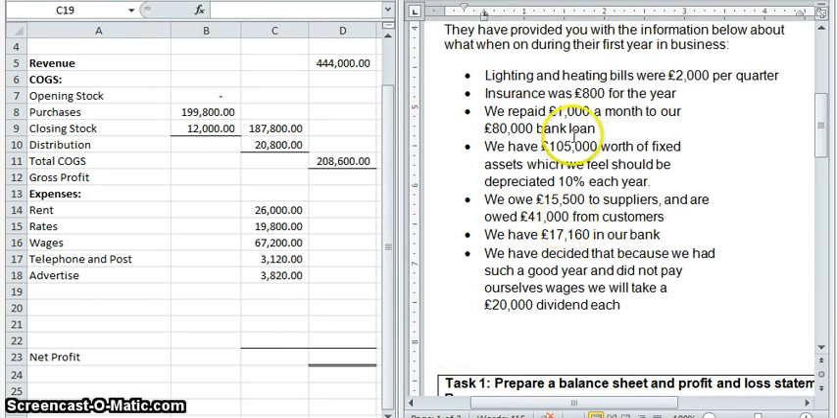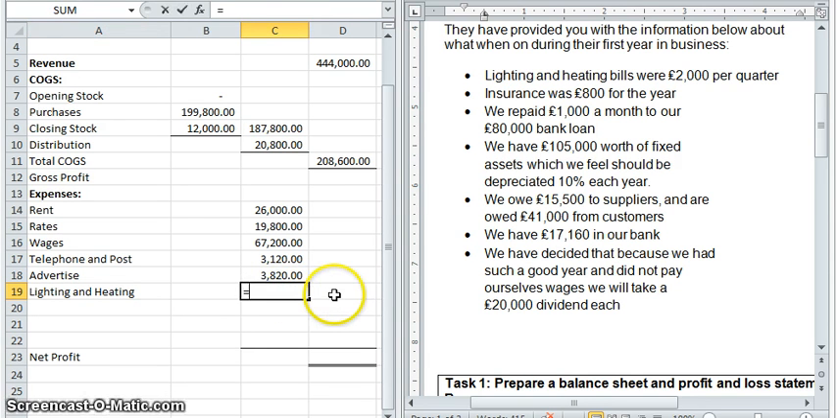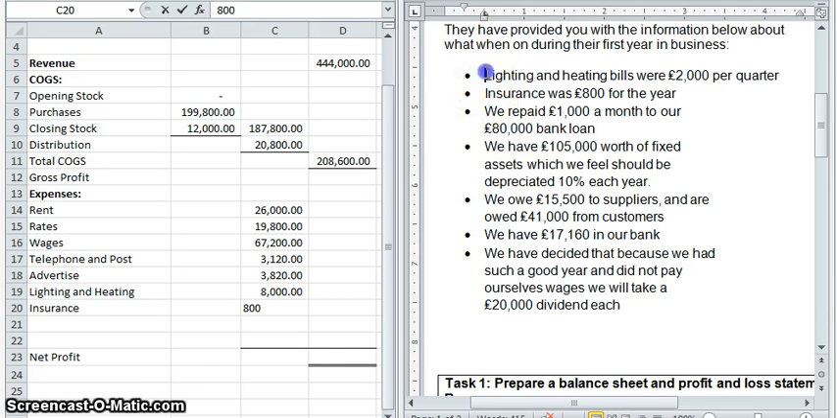Next, we have our lighting and heating bill. So remember, lighting and heating, again, are going to be things that we pay to do business, but that don't directly contribute to our cost of goods sold. It is £2,000 per quarter, so again we times it by 4. Next we have our insurance, which is £800 for the whole year, so that one's somewhat simple to include.